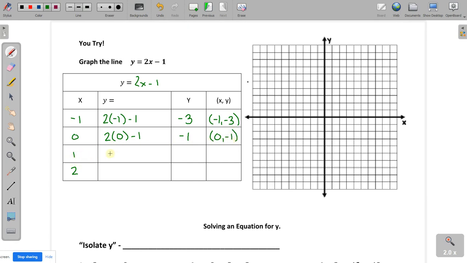We have 1 for x here. Substitute in 2 times 1, minus 1. 2 times 1 is 2, minus 1 is 1. So we have the point 1, 1.